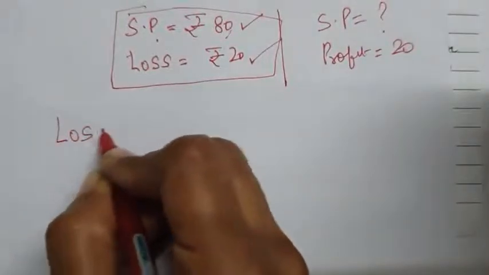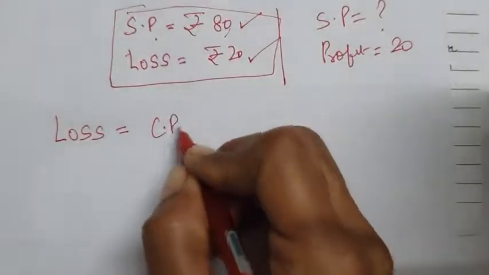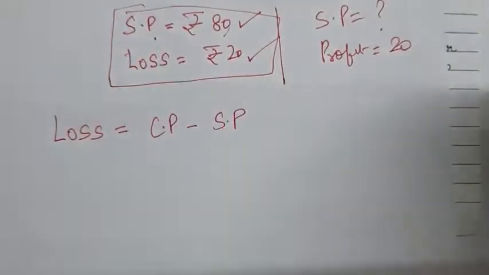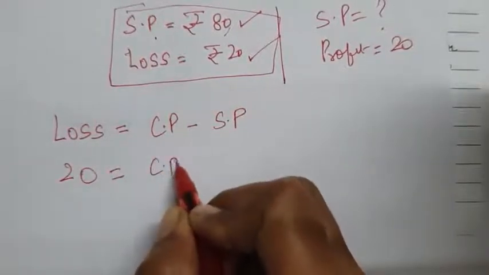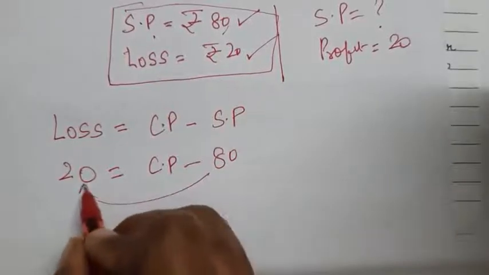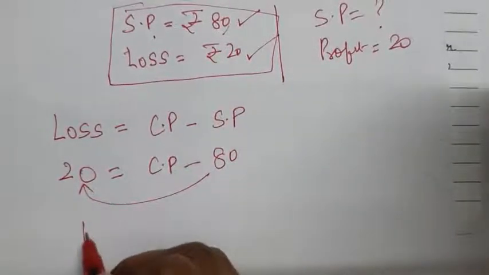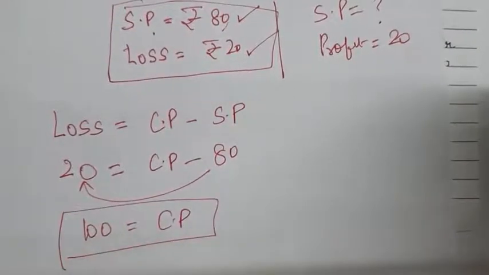Loss is given, so loss formula we will apply. That is cost price minus selling price. Now this is 20. This we don't know. This is 80. Shift to that side. That will become 100. So now the cost price is 100.